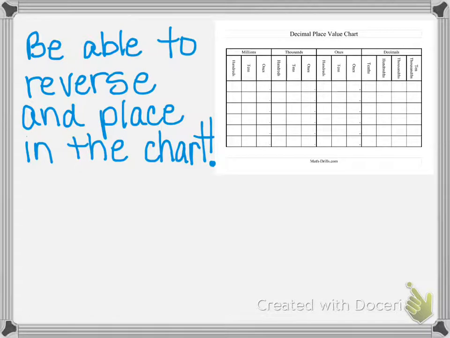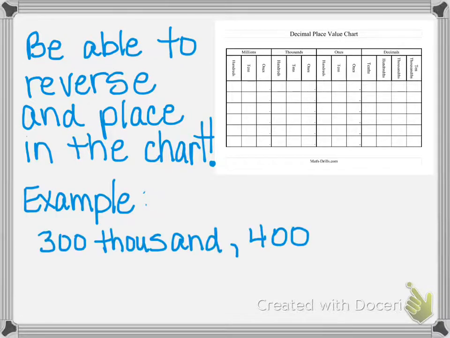Now, in this lesson, you're going to have to be able to reverse and place those numbers in the chart like we were doing to begin with. So an example would be if I gave you 300,400 in word form, you would need to be able to put that in the place value chart. So we would place it, the 300 in the thousands spot of the chart and the 400 in the ones spot on the chart.